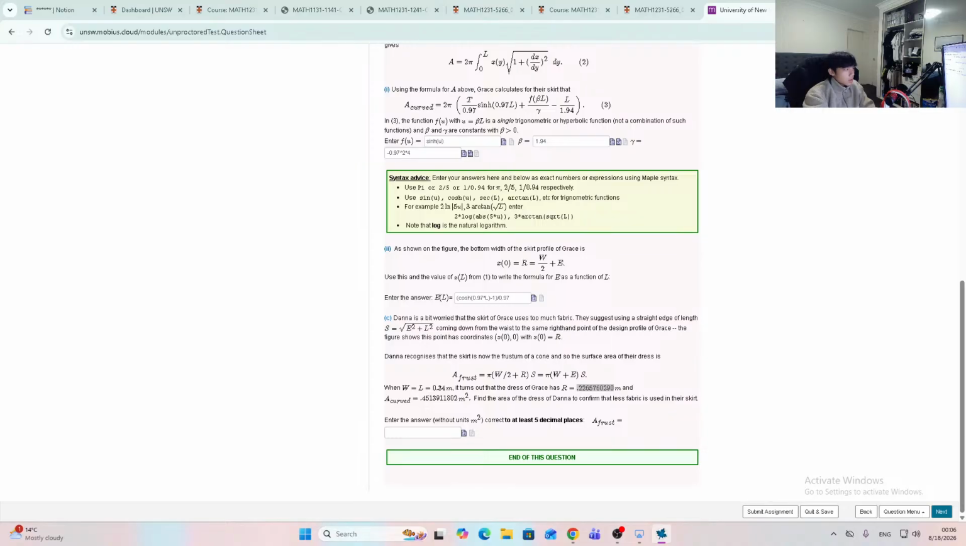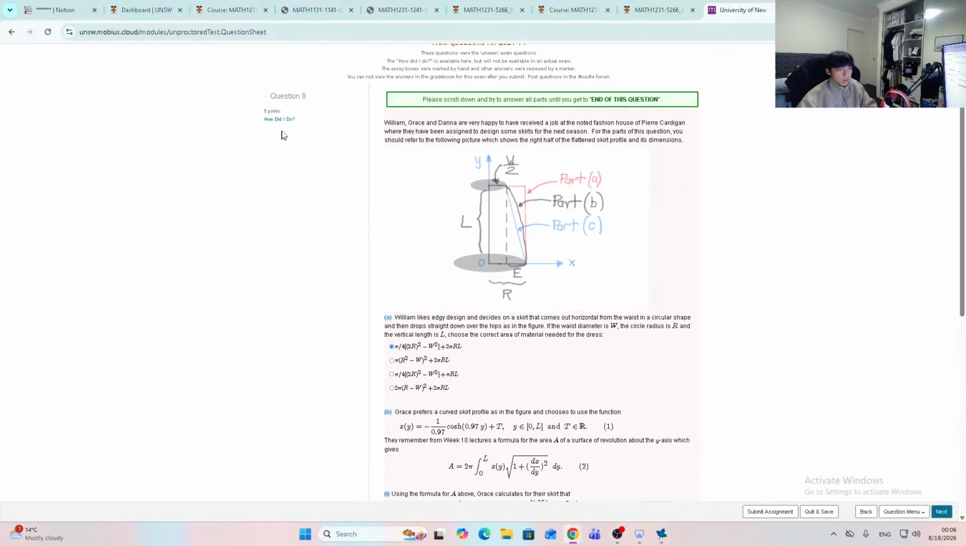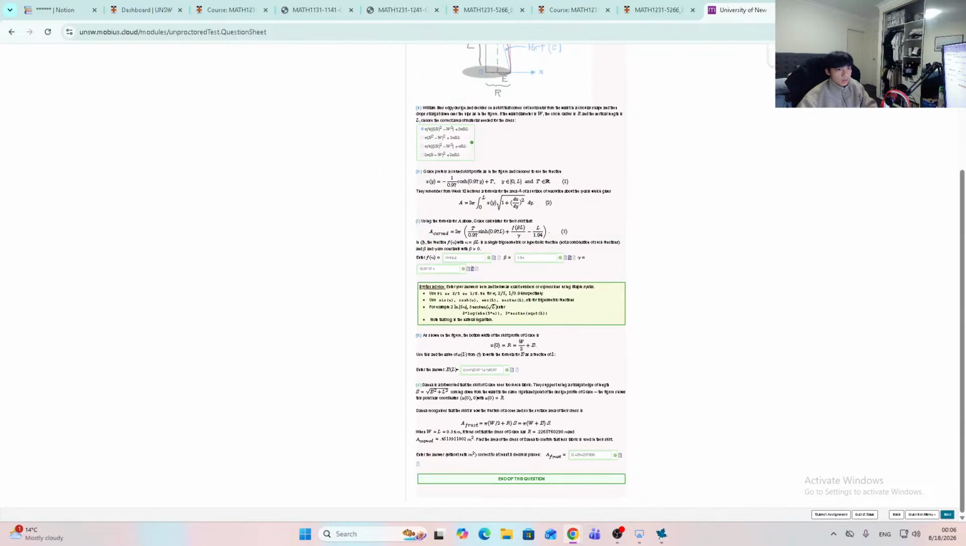S is equal to the square root of E squared plus W squared. So remember that W is the same as E. Pi times W plus E times S. Nice.